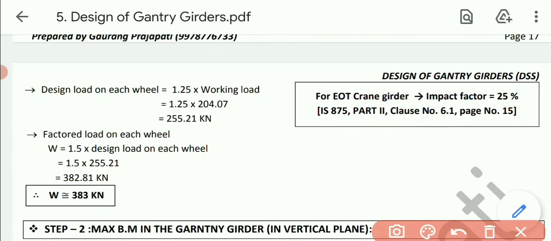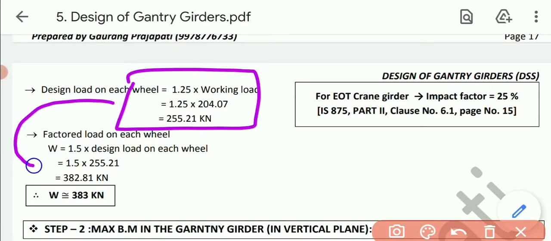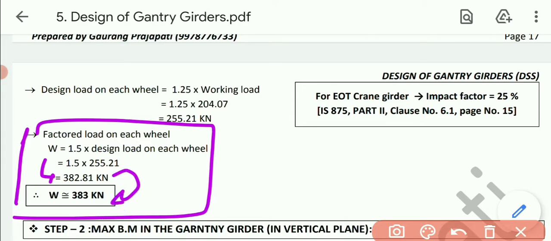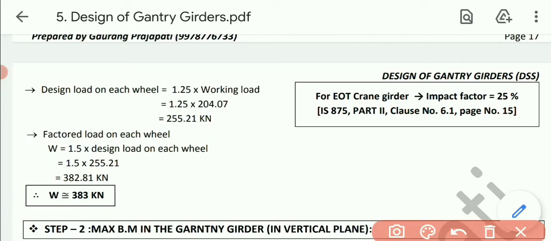Now as we have the design load, we can calculate the factored load easily as per the limit state method. So let's convert it into the factored load, multiply by 1.5, so our answer will be 382.81 kilonewton. Let's convert it into a round figure, that is 383 kilonewton. So this is step number 1, in which we finally got the design wheel load, 383 kilonewton.